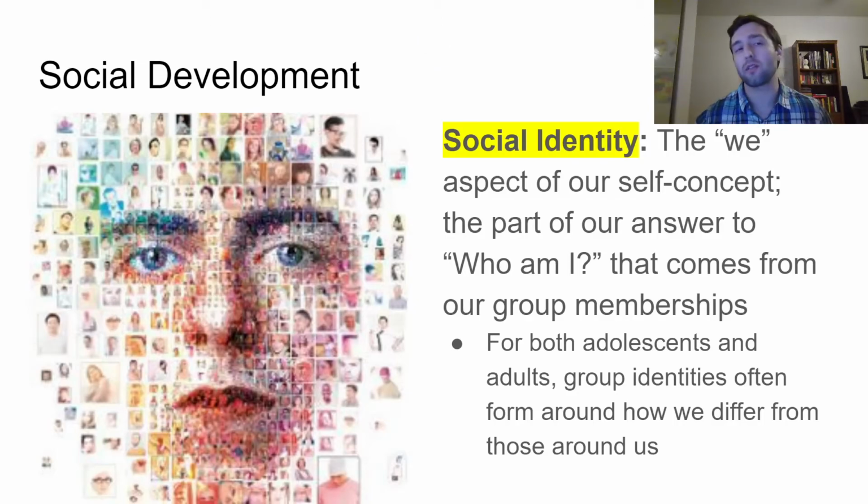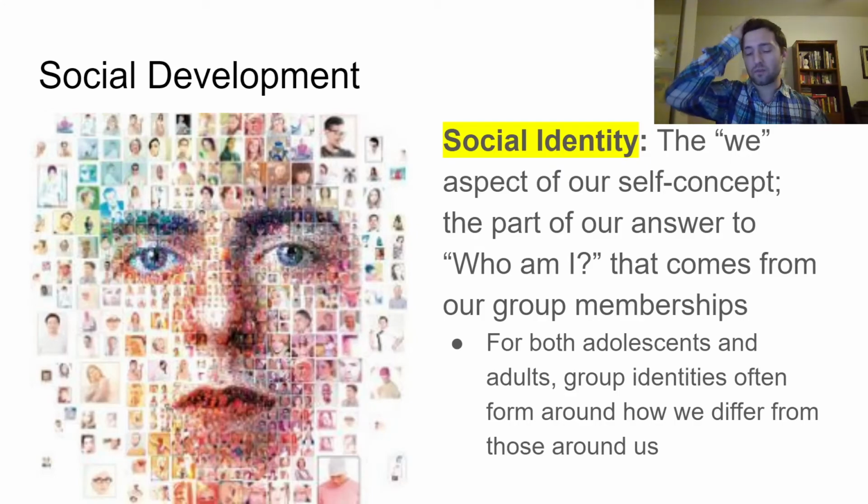So what does it mean to have a social identity? What is that referring to? So social identity is the we aspect of our self-concept. It's part of the answer to the question, who am I? That comes from our group memberships.